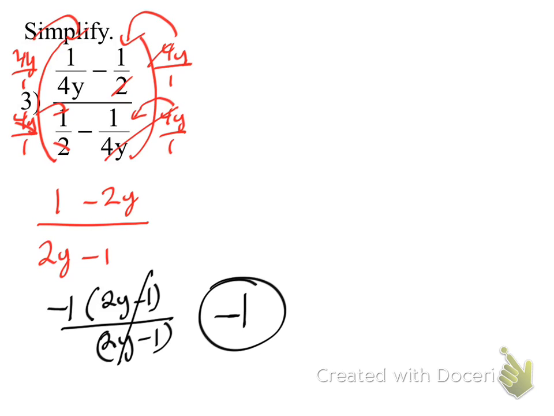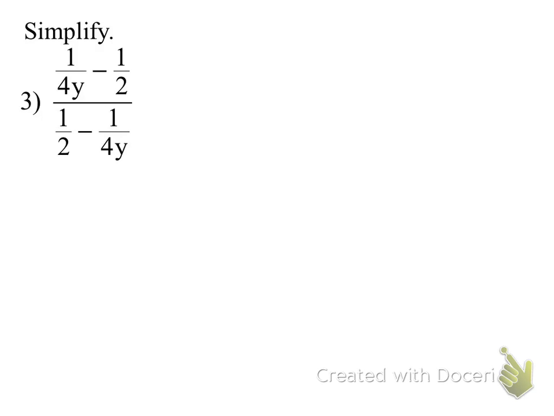So what I did was, because the denominator for both the numerator and the denominator was 4y, for y, could you do 1 over 4y minus 2y over 4y, instead of the 1/2? Because that's equal to 1/2.